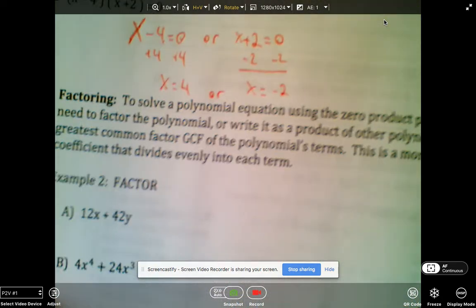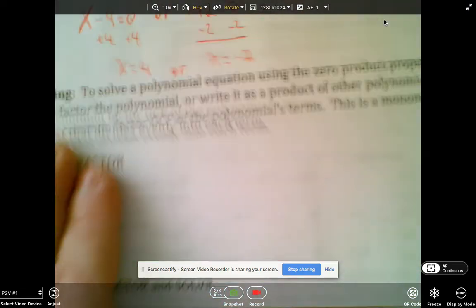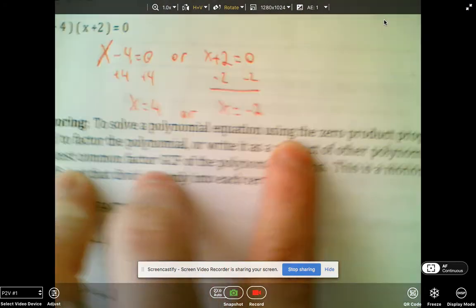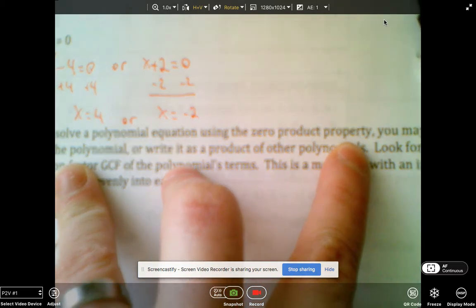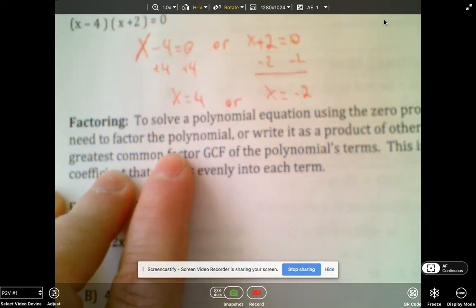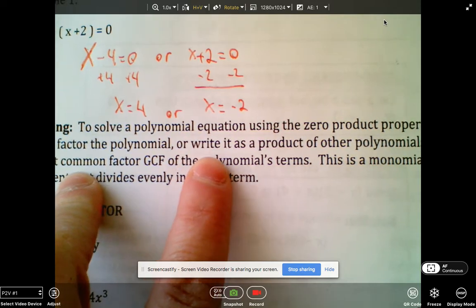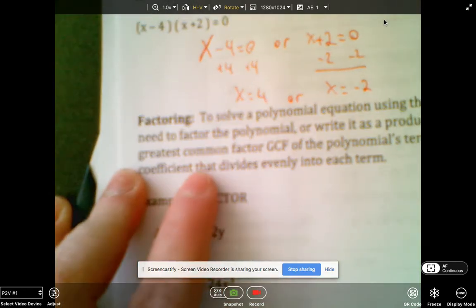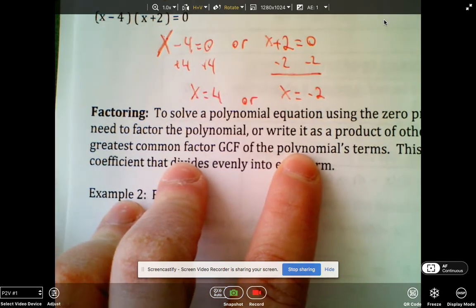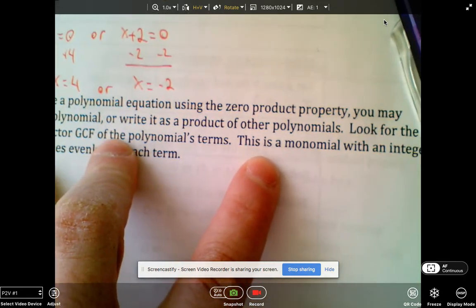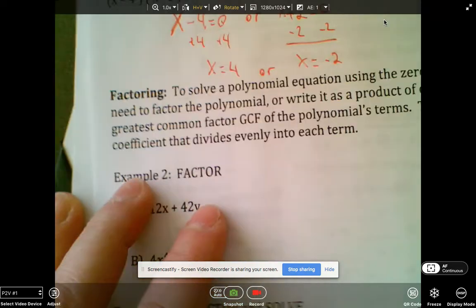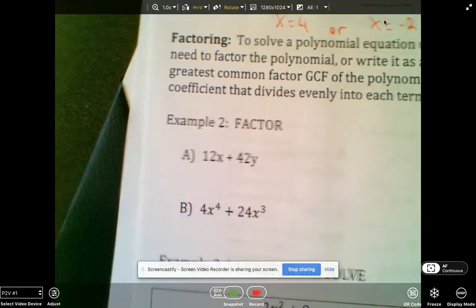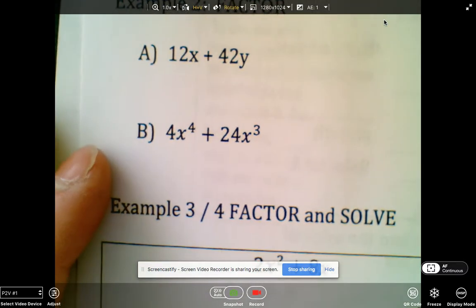This is kind of brand new to us here in 8th grade. So what is factoring? To solve a polynomial equation using the zero product property, you may need to factor the polynomial first, or in other words, write it as a product of other polynomials, looking for the greatest common factor of the polynomials. This is a monomial with an integer coefficient that divides evenly into each term. So let's do a couple examples here.